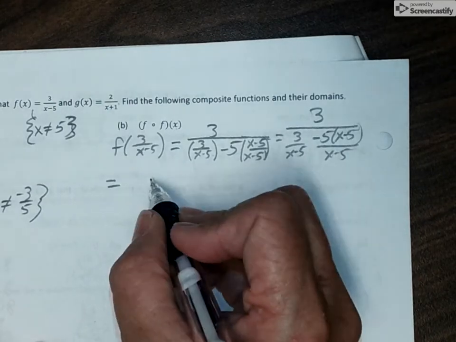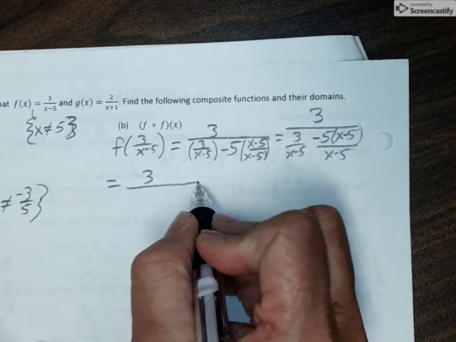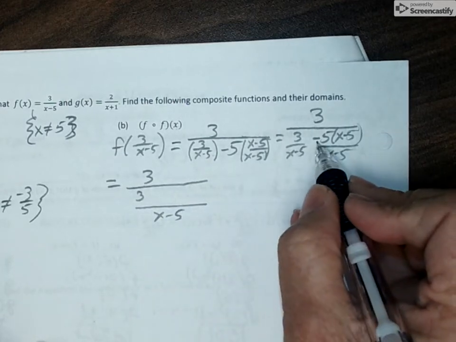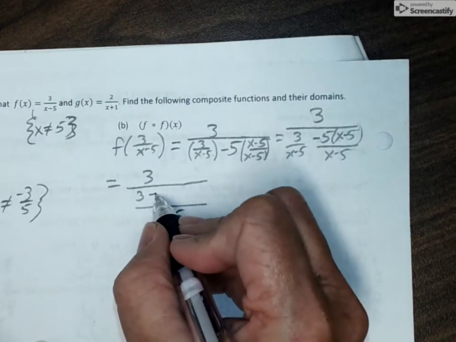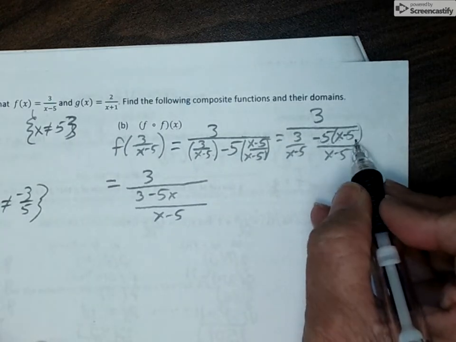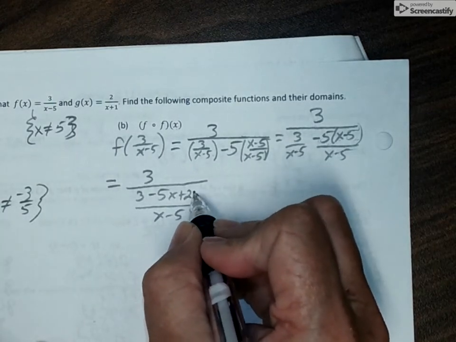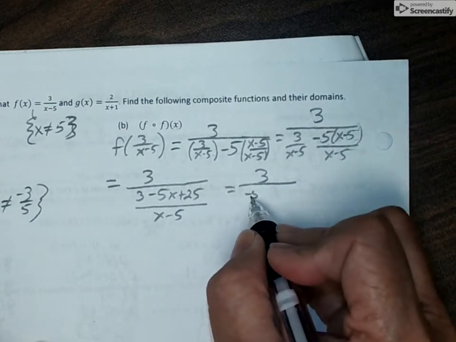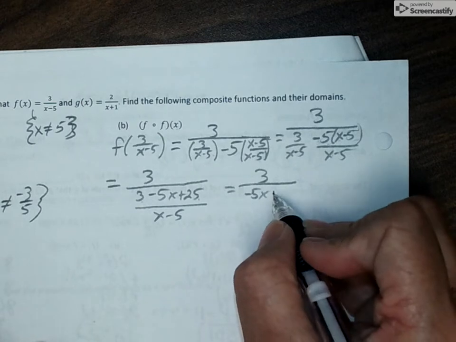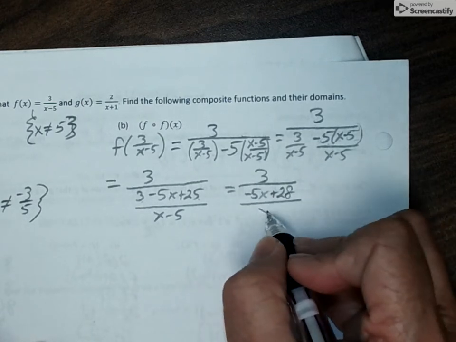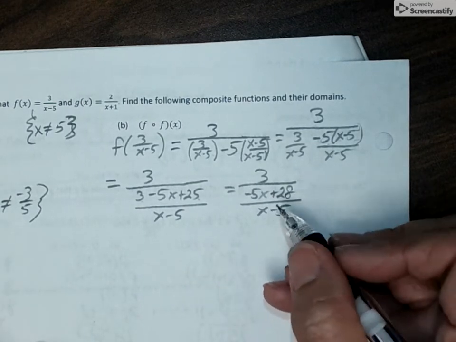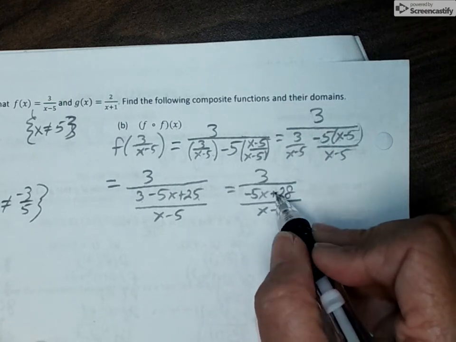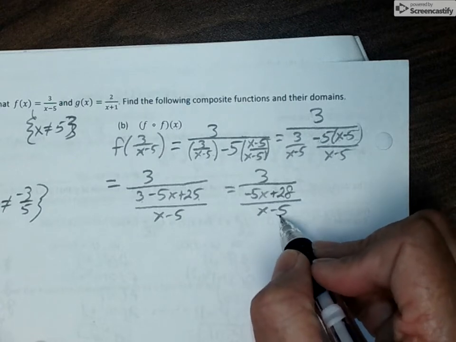Okay, let's see if we can clean that up. The numerator is still just a 3. The denominator, I've got 3 over x minus 5. Negative 5 times x is negative 5x. Negative 5 times negative 5 is a positive 25. Oh, we're getting closer here. So negative 5x, 3 plus 25 is 28, and this is over x minus 5. So again, remember this 3 is just a whole number, so that's 3 over 1, divided by (negative 5x plus 28) over (x minus 5).